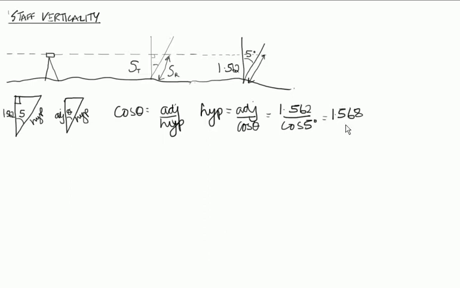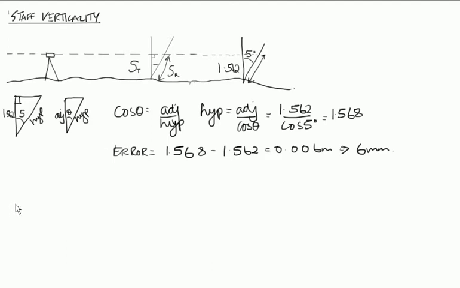So the error is the difference between the true value and the reading that we're actually seeing. So the error for that 5 degrees to the vertical, the error is 1.568 minus 1.562, 0.006 metres, which is 6 millimetres for a 5 degree error.